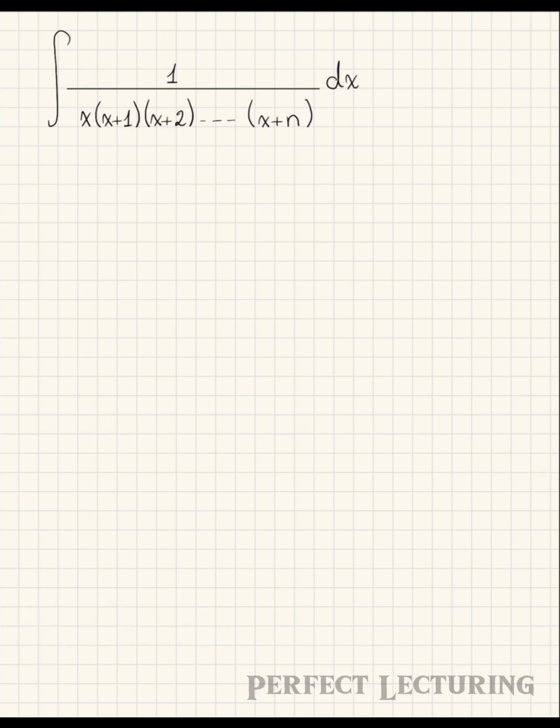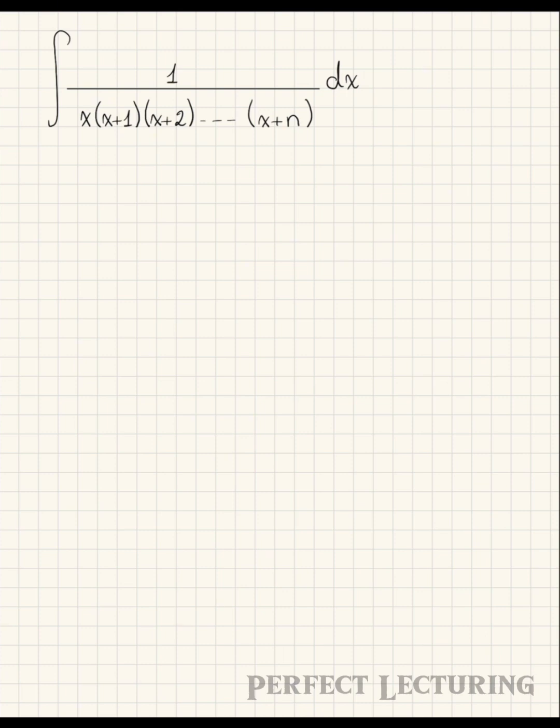Since the integrand is a rational expression and the denominator is a product of linear factors, we first have to use partial fractioning in order to decompose this expression. But the number of the factors in the denominator depends on n, and we do not know what n is. So how would we decompose this fraction?